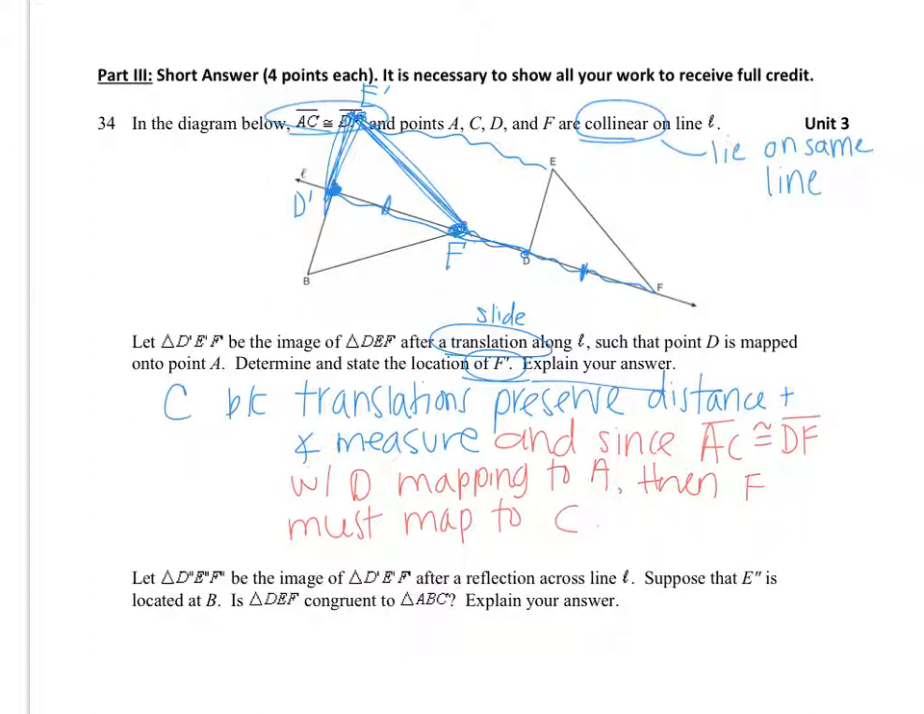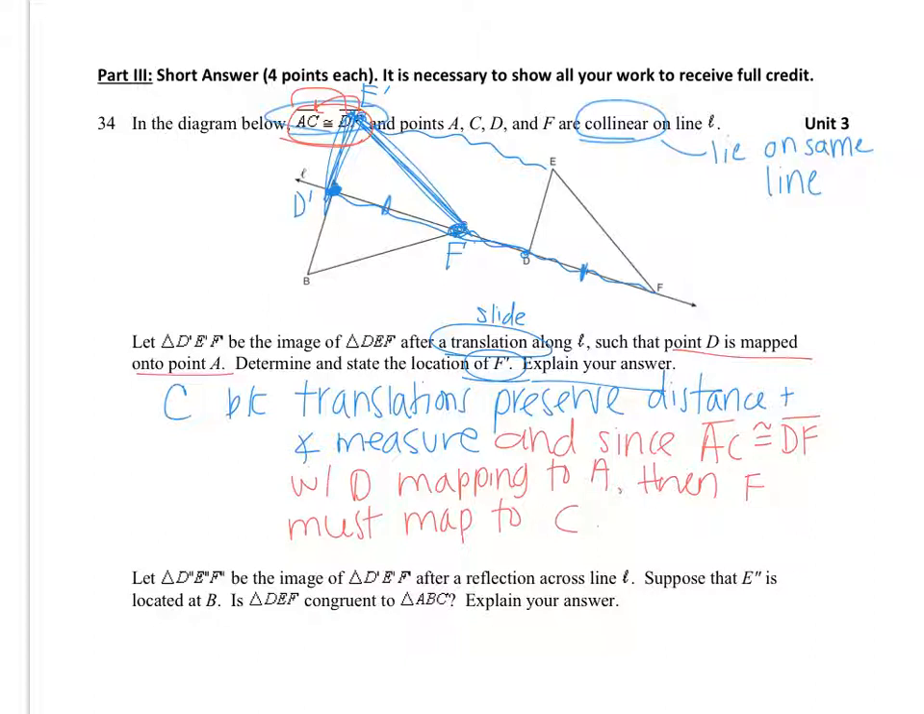So I just pulled that out of the context of the question. AC congruent to DF, and D is mapped to A. So if D goes to A from that statement, then F must go to C. Okay, pretty simple, but you do have to have both parts to get full credit. The rubric is pretty picky on this question.